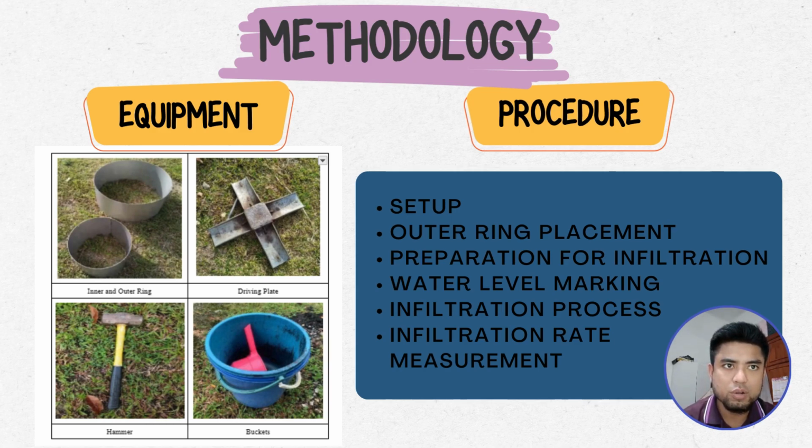Infiltration process: water is poured into the outer ring until the depth is 10 cm, tracking down to 5 cm. Water is simultaneously poured into the inner and outer ring until reaching 10 cm depth. Infiltration rate measurement: a stopwatch is used to measure infiltration rate every 30 seconds. Measurement continues until consistent readings are obtained 3 to 4 times.